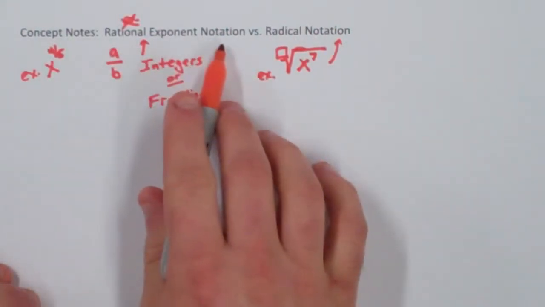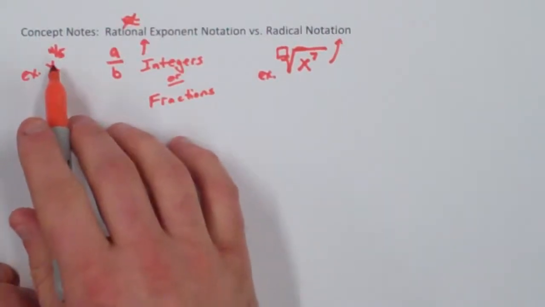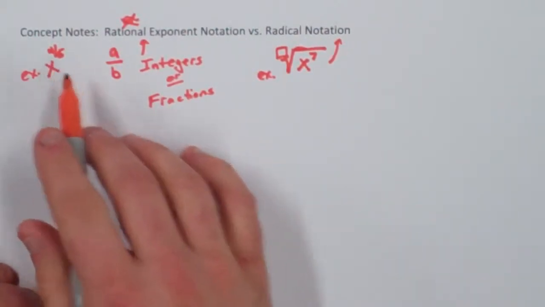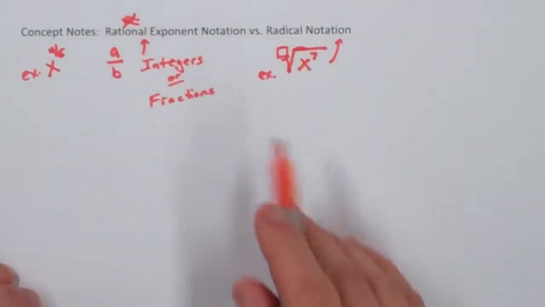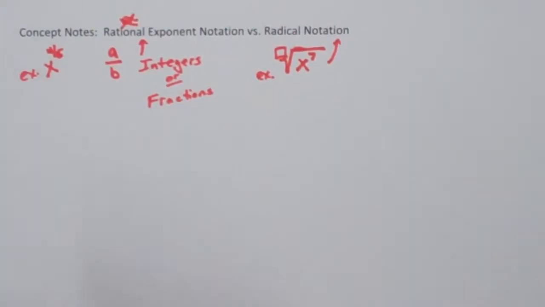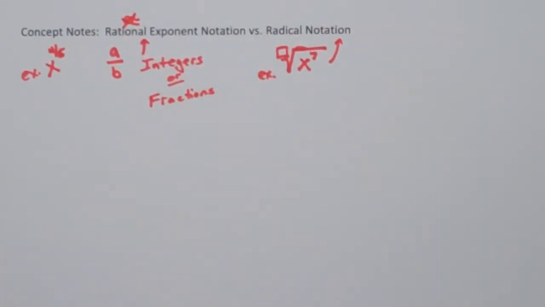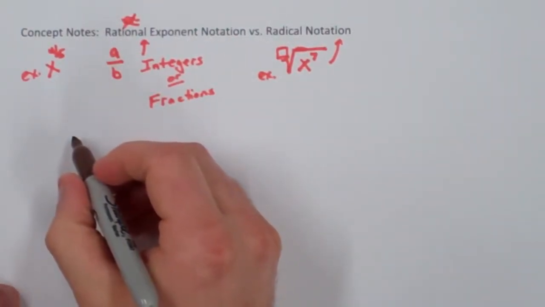So rational exponent notation looks like x to the 4/5 power, or x to the 3rd, or x to the 7/8. And in radical notation, you're going to see a radical sign. Okay, so let's talk about what this exactly means. To do that, I'm going to give you an example, and it's going to be a nice easy one.